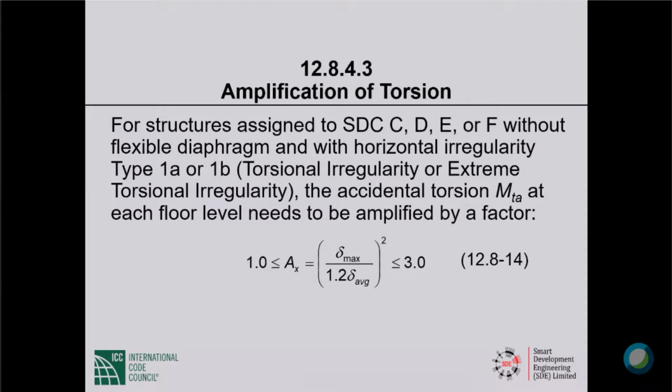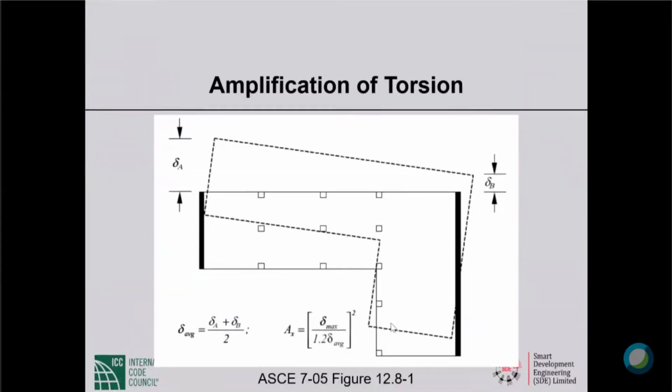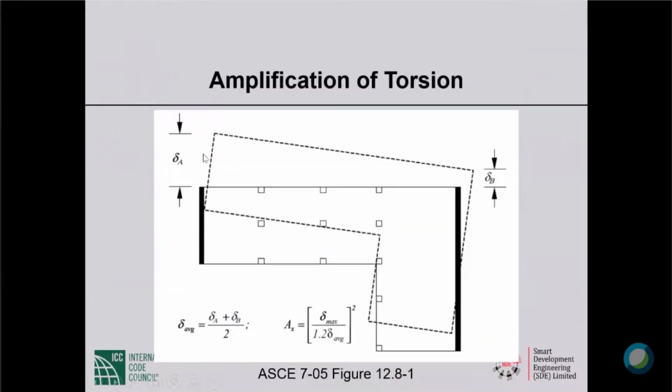If the diaphragm is flexible, it cannot transmit any torsion, and then it is not an issue as far as what we are discussing. So for structures assigned to design category C, D, E, and F, forget about E and F in your case, but C and D, amplification of accidental torsion. Without a flexible diaphragm, with horizontal irregularity 1A, 1B, the accidental torsion at each floor level needs to be amplified by a factor A sub x, up to 3, where A sub x is the maximum deflection divided by 120% of the average deflection. So same picture as before.